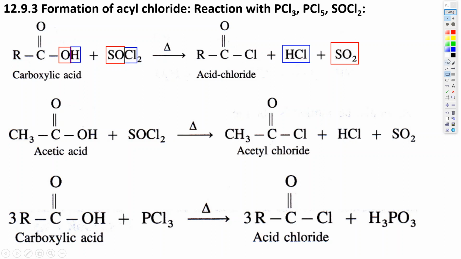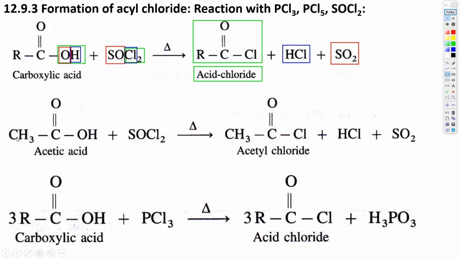There is one chlorine atom remaining, so this one chlorine atom will take the position of the OH group, and it will form the major product RC double bond OCl. This RC double bond OCl, we call it an acid chloride. So when carboxylic acid reacts with thionyl chloride under heating conditions, it will form acid chloride, hydrogen chloride and sulfur dioxide. So let us discuss one example, that is acetic acid.